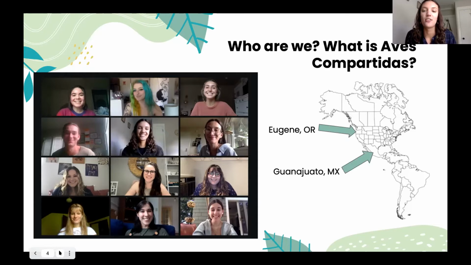Russell. And then on the right, there's a map, and there's Eugene, Oregon in the Willamette Valley, as well as Guanajuato, Mexico in the Laha Valley. And there are birds that migrate in between these two watersheds. And so the Aves Compartidas program partners with elementary schools in these valleys in order to teach students about those birds. The goal of this is to bring students in Oregon and Guanajuato together to foster ecological and cultural connections through studying our shared migratory birds.